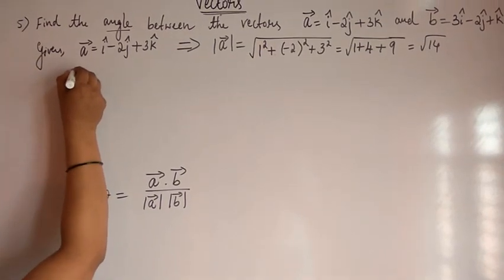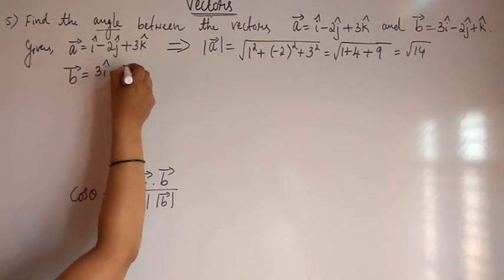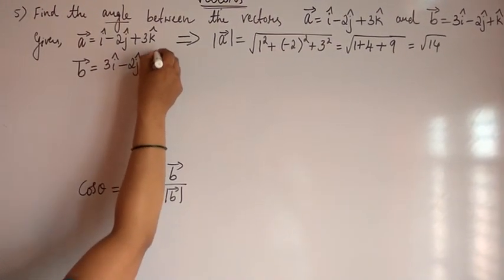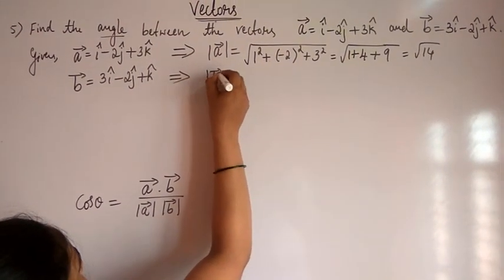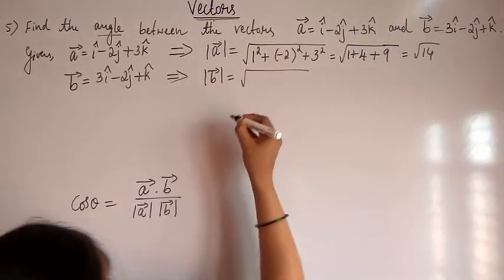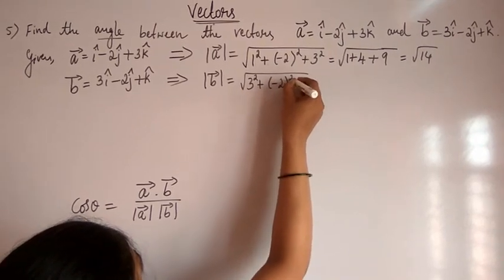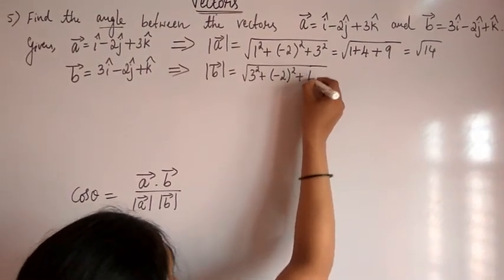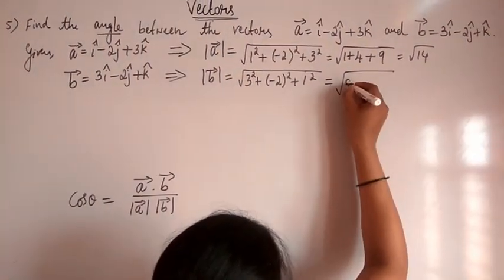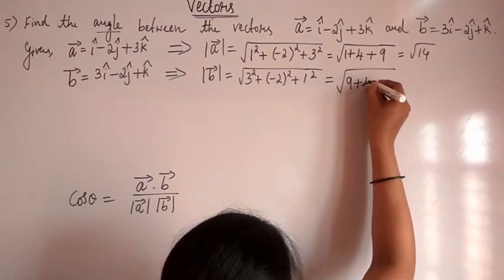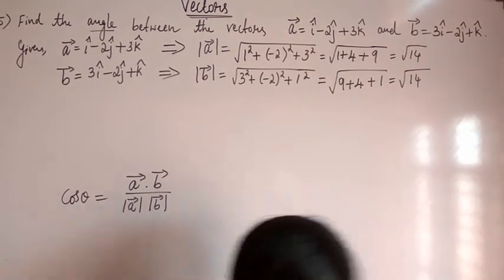So next consider vector B. Vector B is 3i cap minus 2j cap plus k cap. So find the magnitude of vector B. So magnitude of vector B equals square root of 3 square plus minus 2 whole square plus 1 square, that is equal to square root of 3 square is 9, plus minus 2 whole square is 4, plus 1 square is 1. So here we get again root 14.